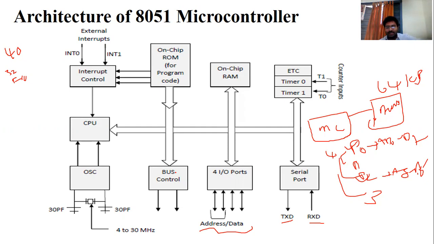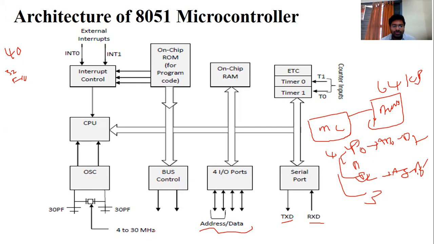At the same time, the internal memory available is 4 KB of ROM and 128 bytes of RAM, which is also accessed by that address bus. The data bus carries the information available in the ROM and RAM, and at the same time external input output devices or external memory are also accessed by this data bus. Okay, so we have the oscillator also.